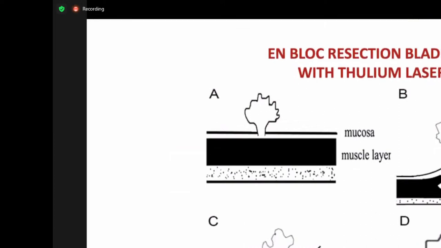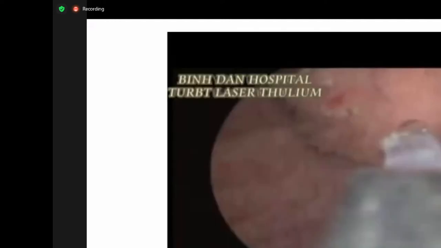And en bloc resection techniques. This is an overview of en bloc resection techniques for bladder tumor. As you know, it requires resecting down to the bladder muscle layer. Here is a video about en bloc resection of a bladder tumor mass at Vincent Hospital using the thulium laser machine. This is a tumor about 2 centimeters on the bladder wall. And you can see the video.